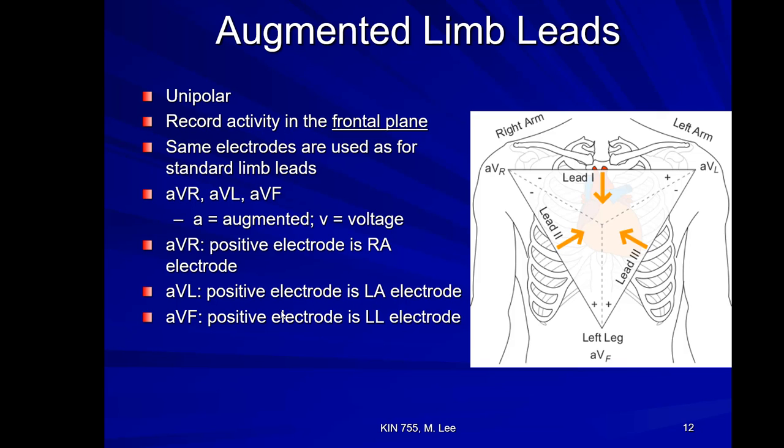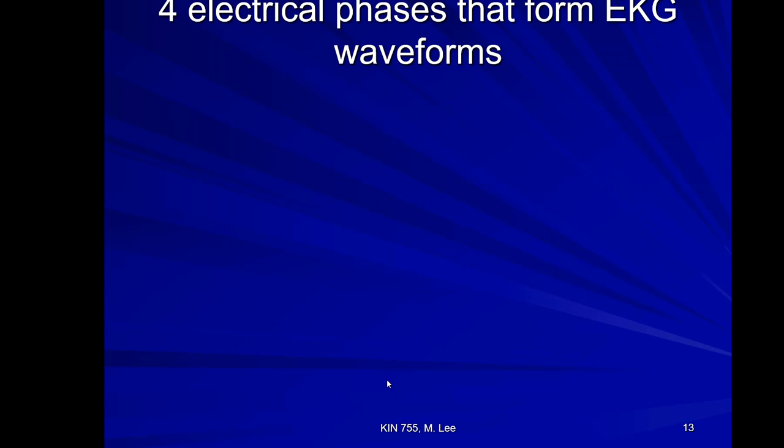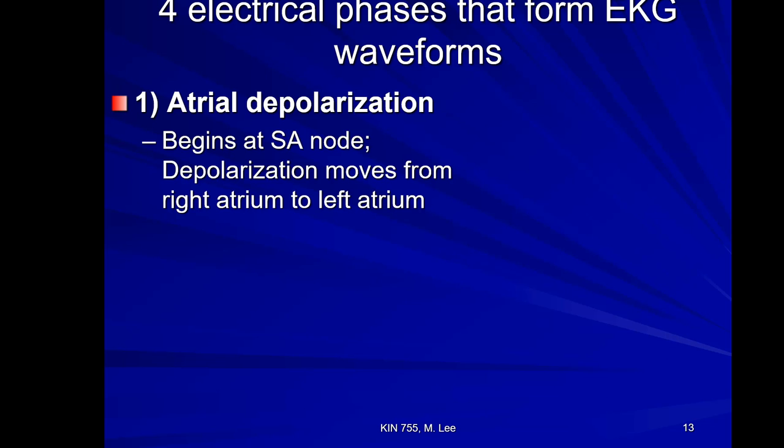All right, so those are our augmented limb leads. So kind of in this axis, and then this axis. At least in this picture, realistically, it'd probably be more like this. All right, so the negative end of each lead is the electrical center of the heart. All right, so these are the four phases that we're going to talk about. Instead of just saying depolarization and repolarization, we kind of have to take the heart's anatomy into account here.